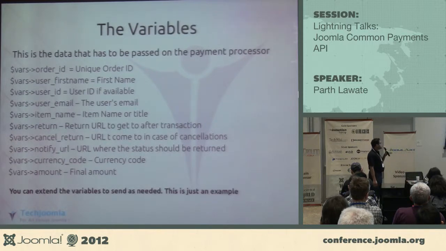So these are the variables. This is just a basic list that almost all payment gateways need. You can extend this to pass it whatever variables you need. So first of all, you need a unique order ID.